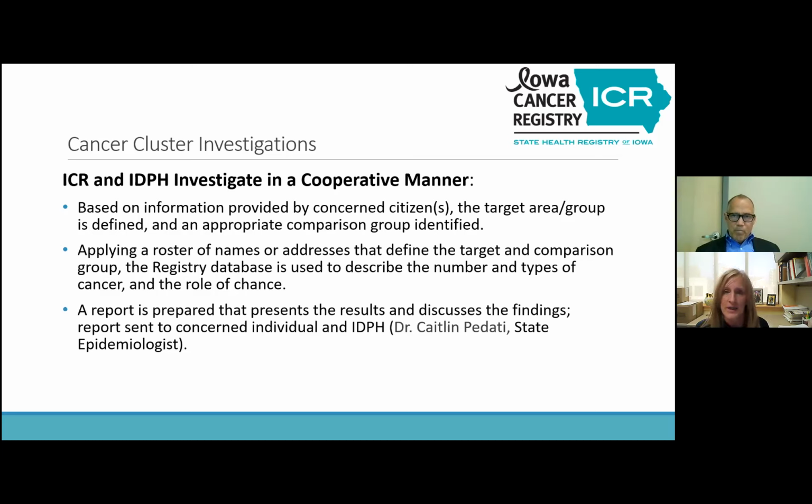And we go through and then we draft a report that will have these tables in there, and if anything is elevated, we will add in some risk factor information. And we create this report, and then we'll send this back out to the individual that had the concern. And then we also send one to the Iowa Department of Public Health, to the state epidemiologist, Dr. Caitlin Padati, so that she has one there for her records in case at some time down the road somebody asks about a cancer cluster. She can look to see if we've already investigated one in that particular area.